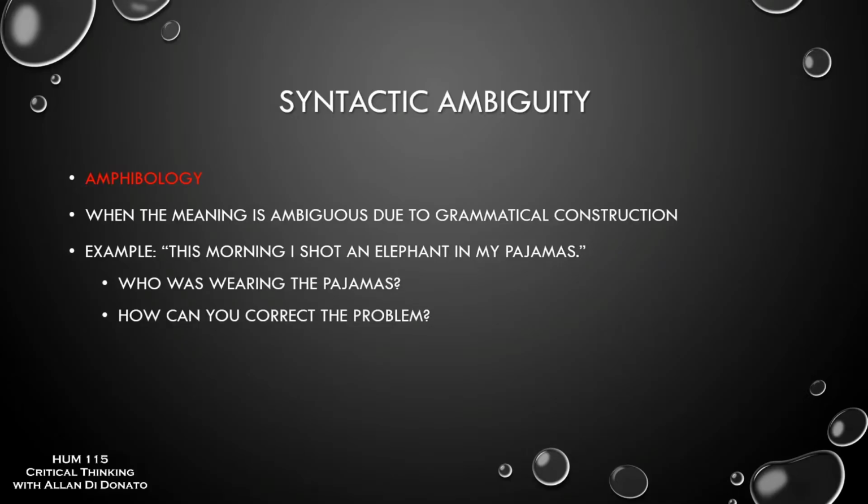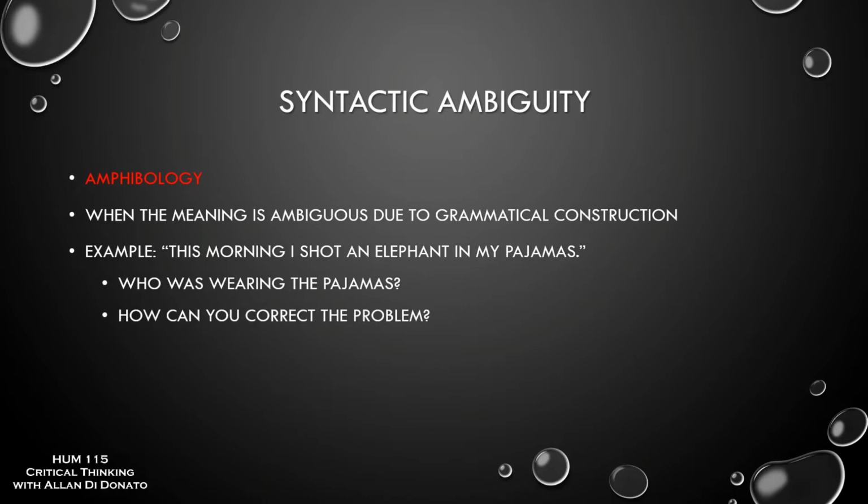Next, we have syntactic ambiguity. This is also called amphibology. When we get to informal fallacies later on, we're going to talk about some of these types of things, specifically amphibology. Now, the meaning is ambiguous due to its grammatical construction, so here you're going to need an entire claim or sentence in order to commit some kind of syntactical ambiguity, for example.